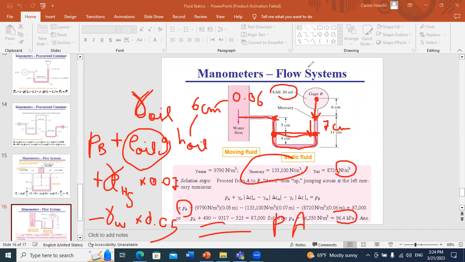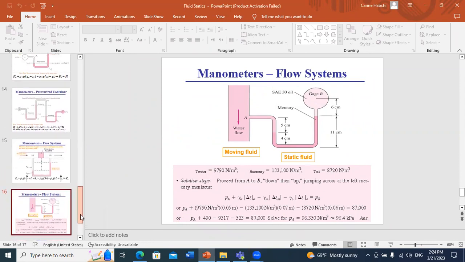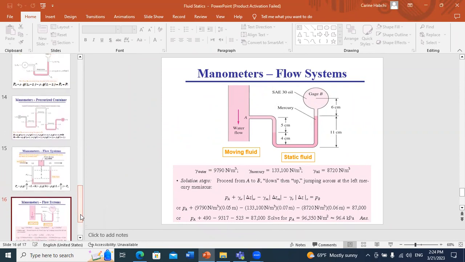Question on this? Okay. Next time, we'll do buoyancy forces together. How to determine buoyancy forces, which is the force of a fluid on an object that is immersed in the fluid. Any question before we start?